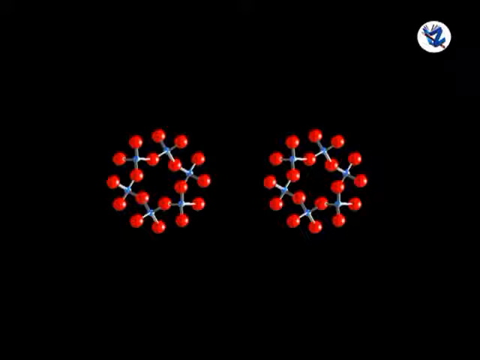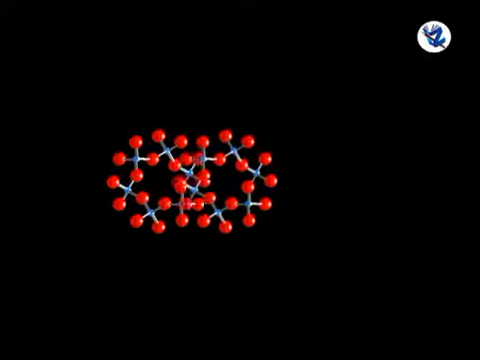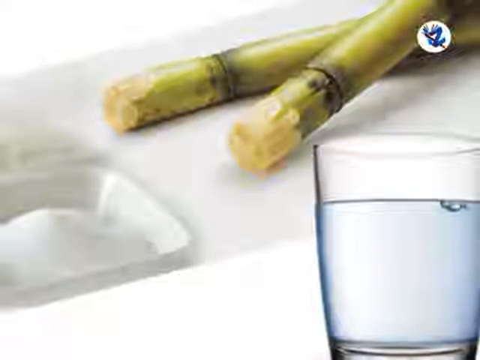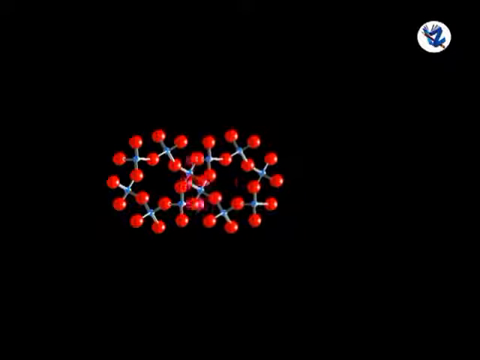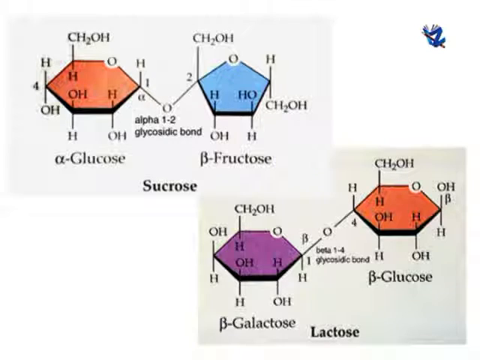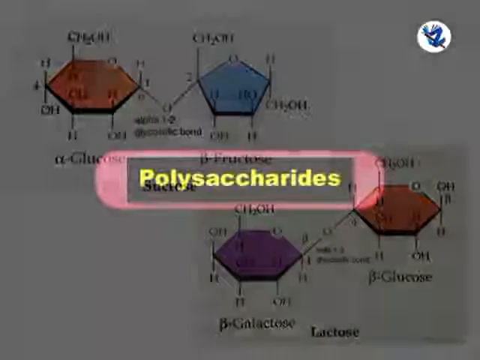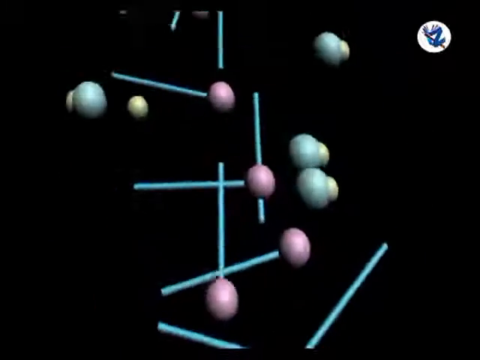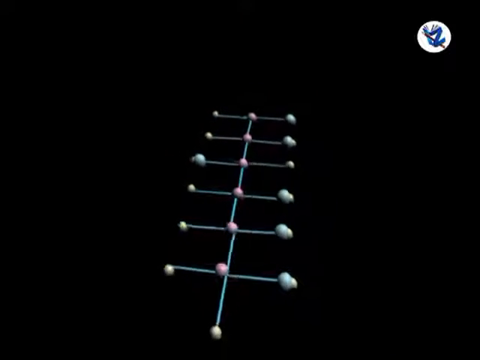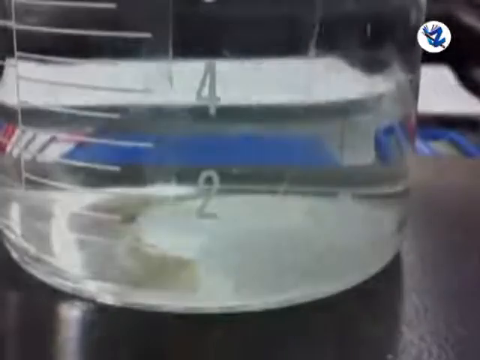Then disaccharides. These are made up of two monosaccharide units and they can be hydrolyzed into monosaccharides. These are soluble in water, sweet to taste and crystalline. The covalent bond that joins monosaccharide units is called glycosidic bond. For example, sucrose, lactose. Then polysaccharides. A single polysaccharide may consist of thousands of units of monosaccharides. They can be easily hydrolyzed. These are amorphous, tasteless and insoluble in water.